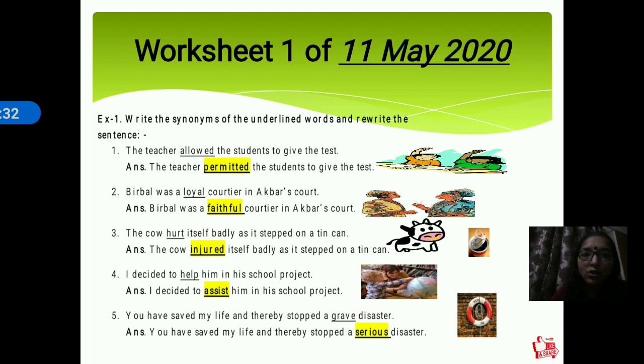First is allowed. Its synonym is permitted. Next is loyal. Synonym is faithful. Next word is hurt. Synonym is injured. Another word is health and its synonym is assist. Grave, serious. So these were the synonyms which were replaced.